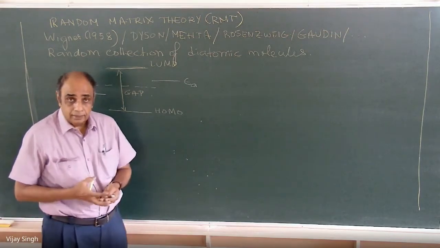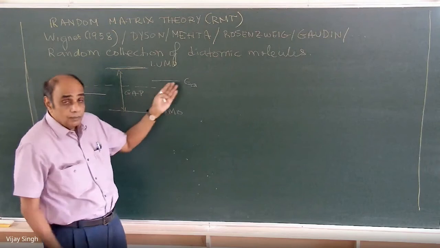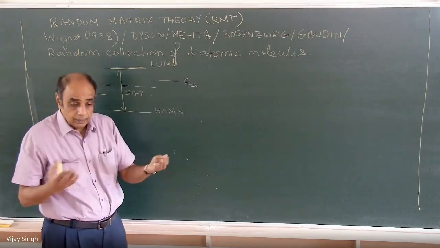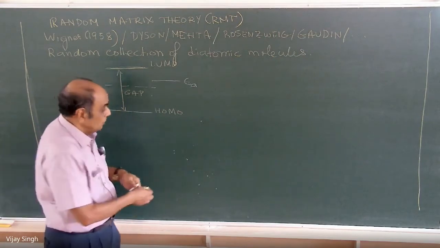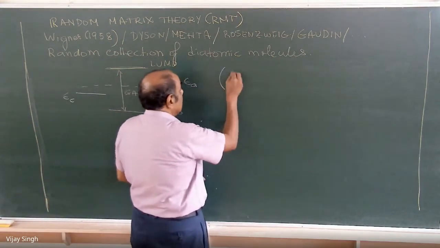How does one get this? How does one get this picture from this cation and anion? You write down the matrix. You have a 2x2 matrix. You would write it like this.